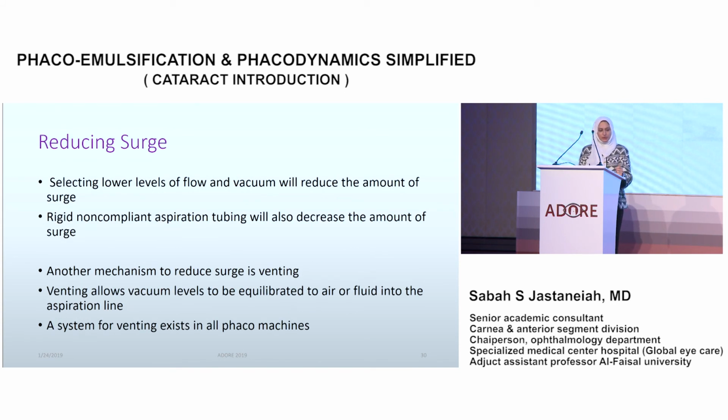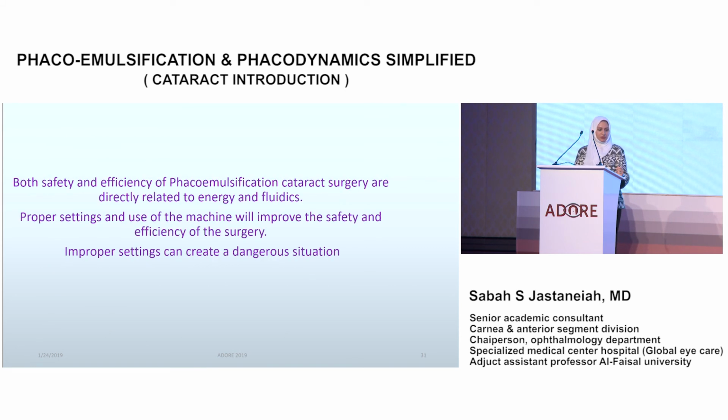To reduce the surge, you select low levels of flow and vacuum. Rigid, non-compliant aspiration tubes can help in reducing surge. Another mechanism is called venting, which is implemented in most phaco machines.